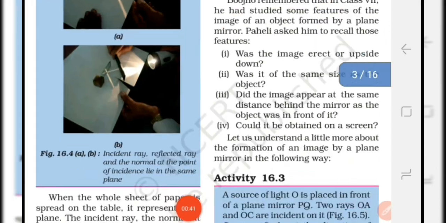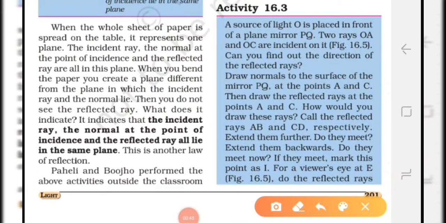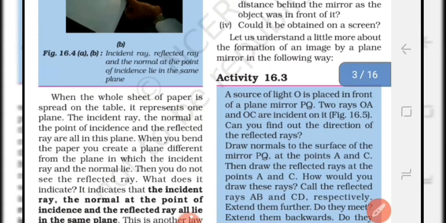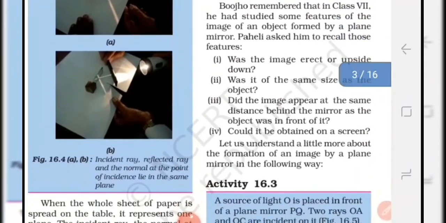So students, it is another law of reflection. What is the other law of reflection? The incident ray, reflected ray and the normal to the reflecting surface lie in the same plane. Okay. Now, let us move to the next topic, image formation by a plane mirror.